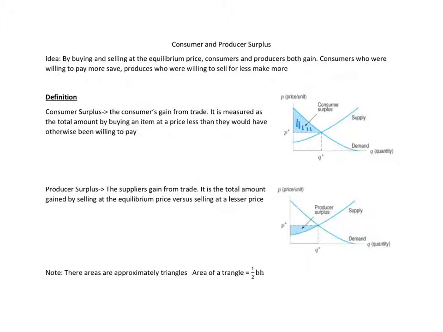The producer surplus, the additional amount that the producer is making, is the total amount gained by selling at the equilibrium price versus the lesser price. In other words, we're referring to this area here. So in calculating consumer surplus and producer surplus, we're trying to calculate those two areas, which are approximately triangles, not exactly. And we know the area of a triangle is approximately 1/2 base times height.